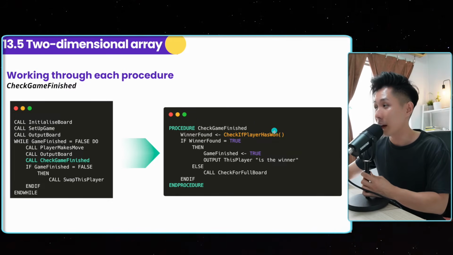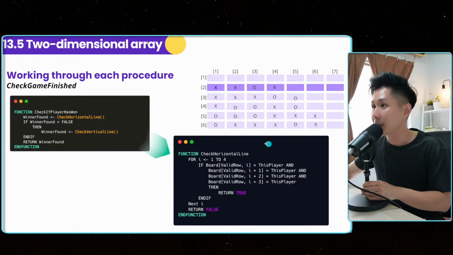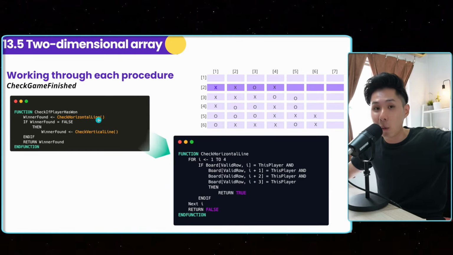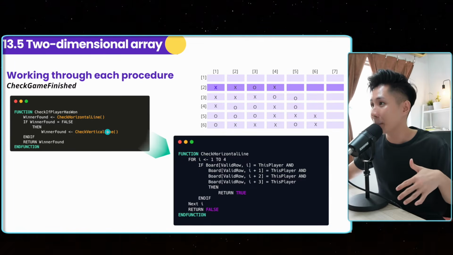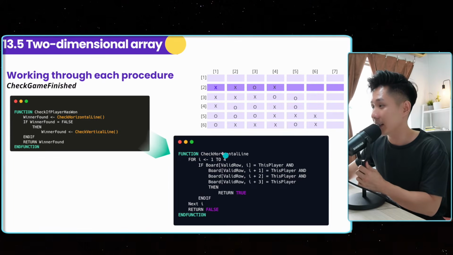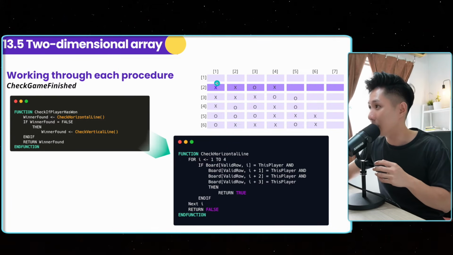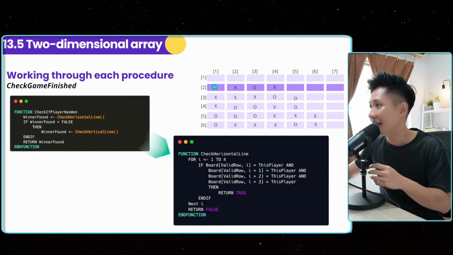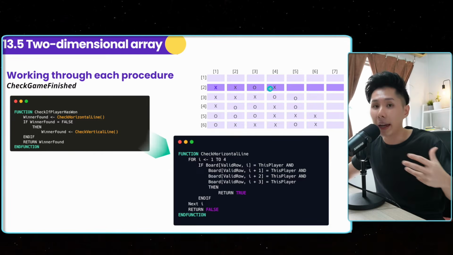In check game finish, I will check if the player has won. That's another procedure, so let's look into what this procedure does. I will check whether the horizontal line has 4 connected, and whether the vertical line has 4 items connected. So let's look into the check horizontal line procedure. I've written it down to save you time. Let's look into this highlighted row. Let's say I put X here. In order to know whether the user has won, I need to check whether the 4 items here are all equal to X.